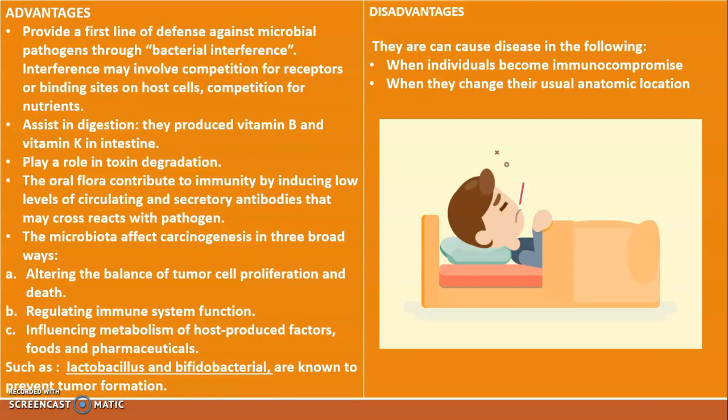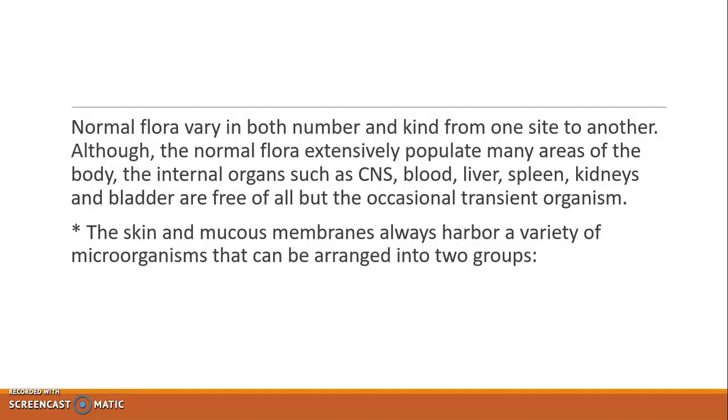On the other hand, there are the disadvantages. They can cause disease when individuals become immunocompromised and when they change their usual anatomic location. Normal flora vary in both number and kind from one site to another, although the normal flora extensively populate many areas of the body. The internal organs such as the CNS, blood, liver, spleen, kidneys, and bladder are free of all but the occasional transient organisms.